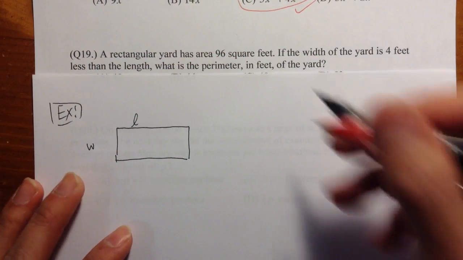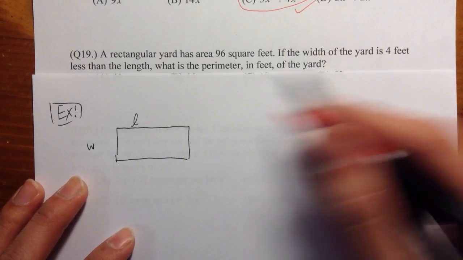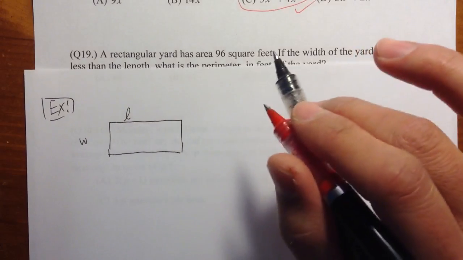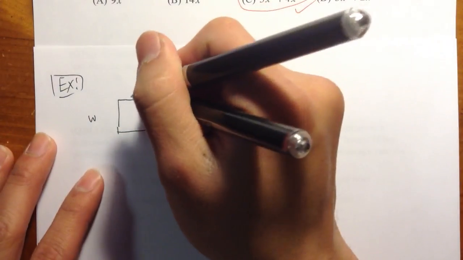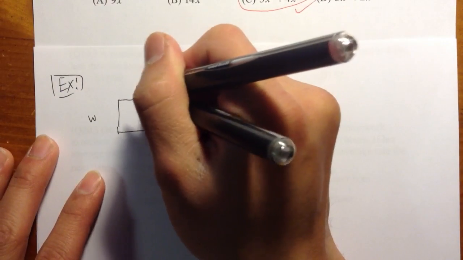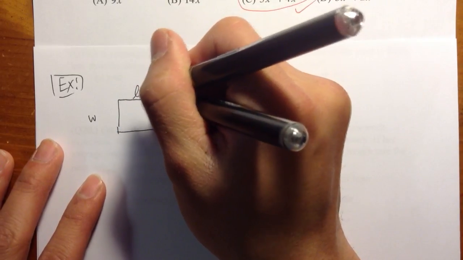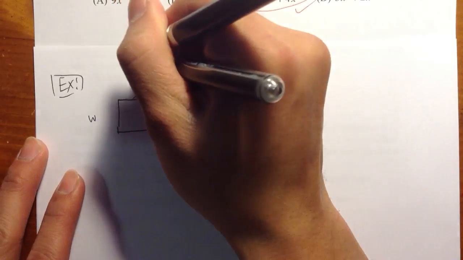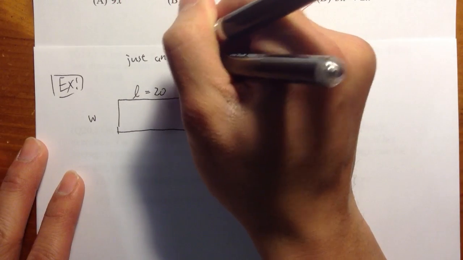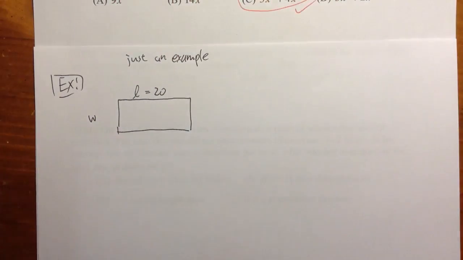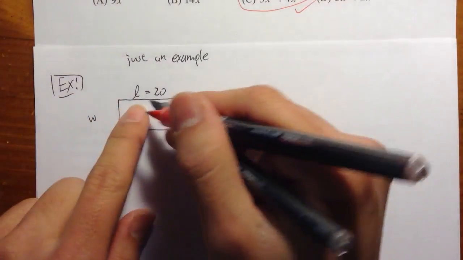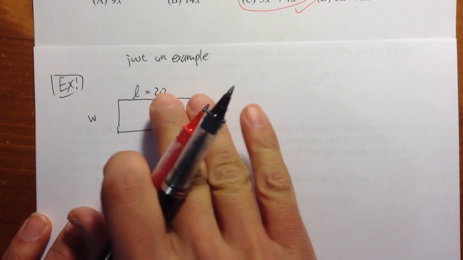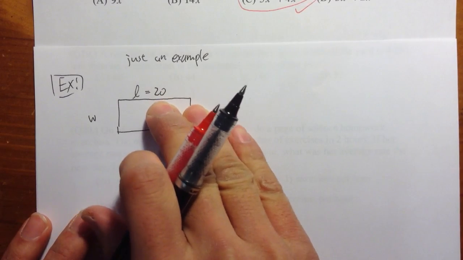Okay, and it says that if the width of the yard is 4 feet less than the length. So I'm just going to do an example right here. Let's say the length is 20. Again, just an example. I don't know the answer yet. I'm just assuming that the length is equal to 20, and I'm going to base the question on the 20 right here.